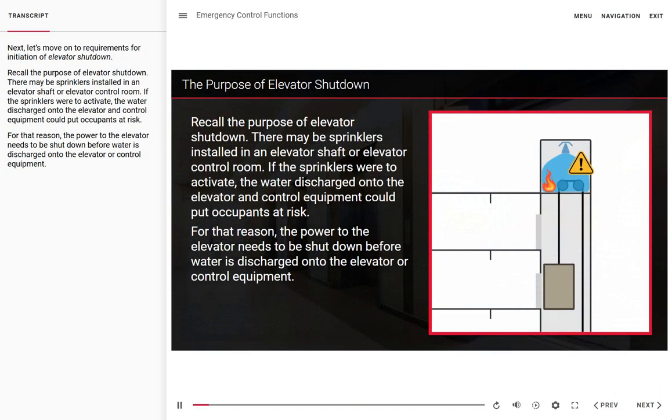Next, let's move on to requirements for initiation of elevator shutdown. Recall the purpose of elevator shutdown. There may be sprinklers installed in an elevator shaft or elevator control room. If the sprinklers were to activate, the water discharged onto the elevator and control equipment could put occupants at risk. For that reason, the power to the elevator needs to be shut down before water is discharged onto the elevator or control equipment.